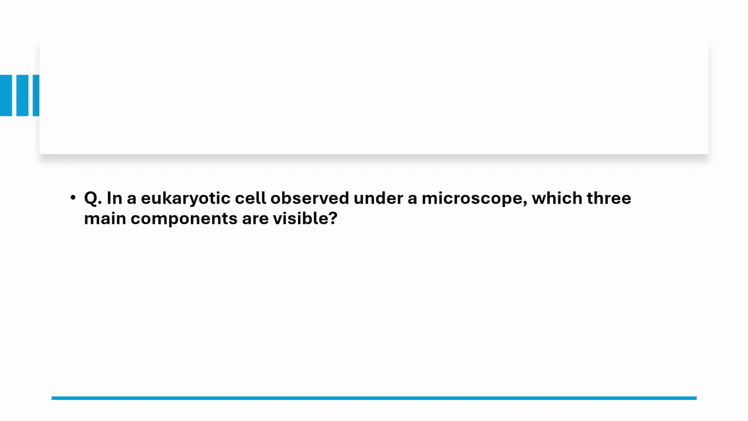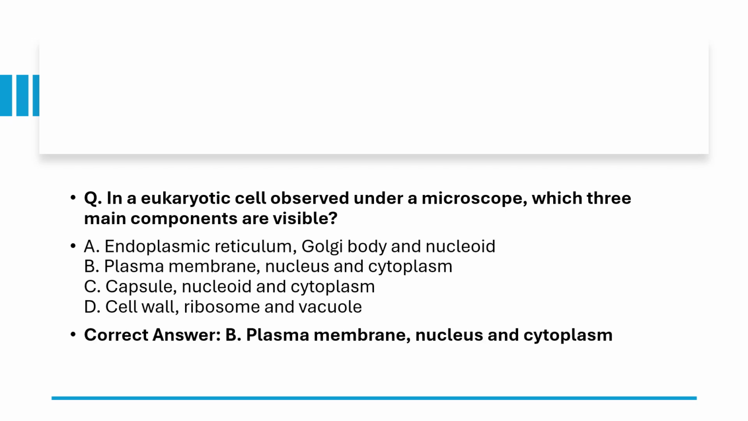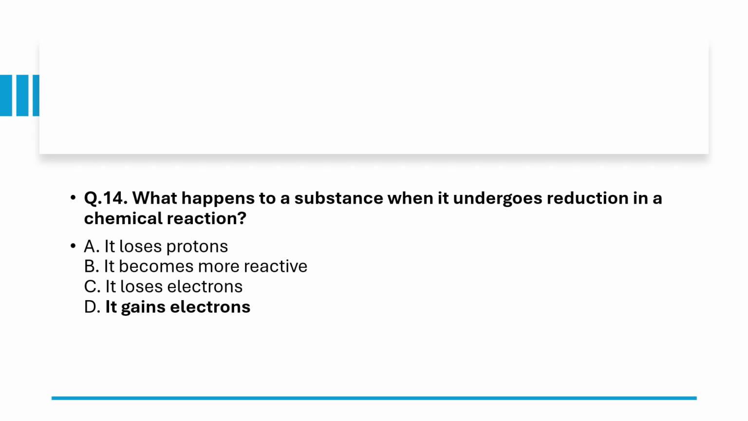In a eukaryotic cell observed under a microscope, which three main components are visible? Option B, plasma membrane, nucleus, and cytoplasm. What happens to a substance when it undergoes reduction in a chemical reaction? Option D is correct. It gains electrons.